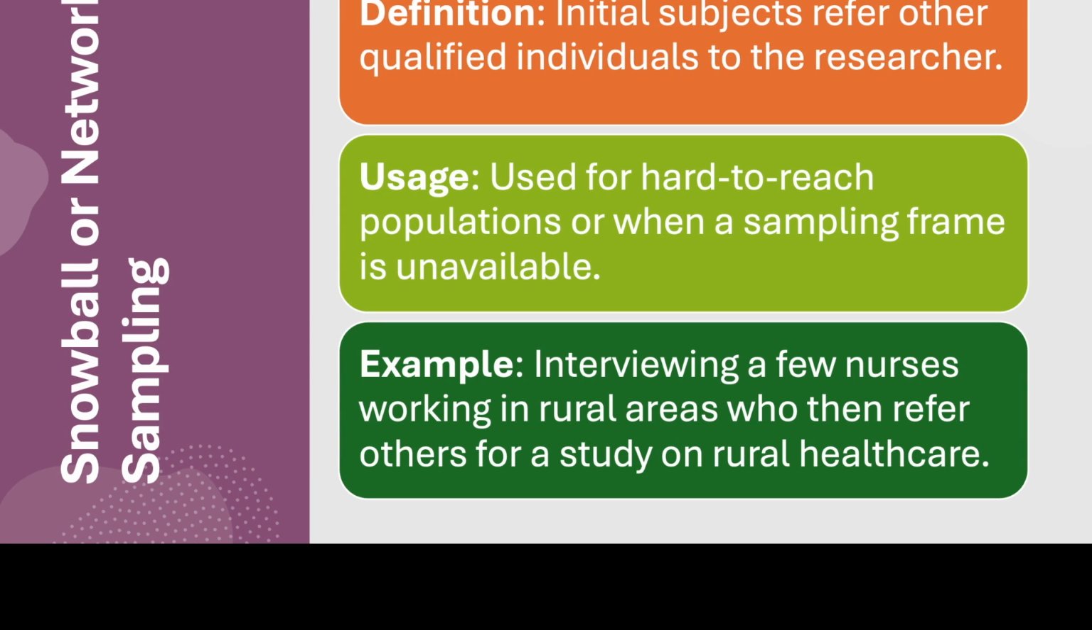So when you talk about snowball, initial subjects refer other qualified individuals to the researchers. Say for example, I'm a second year nursing student and you're not really familiar as to who these second year students are because you couldn't see them during their class, nor are you really familiar with the field. Then the one that you are able to identify would refer others, saying I do have classmates in there. You can also gather data from them. Probably you might also consider them in answering your research. Okay, so the referral system is there.